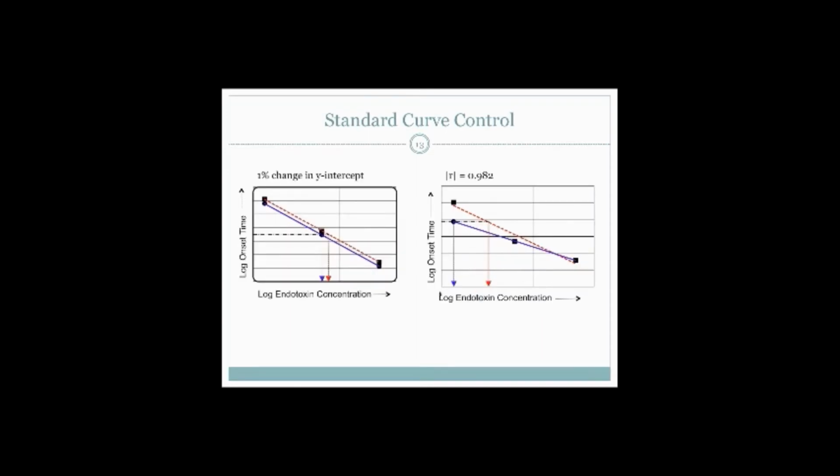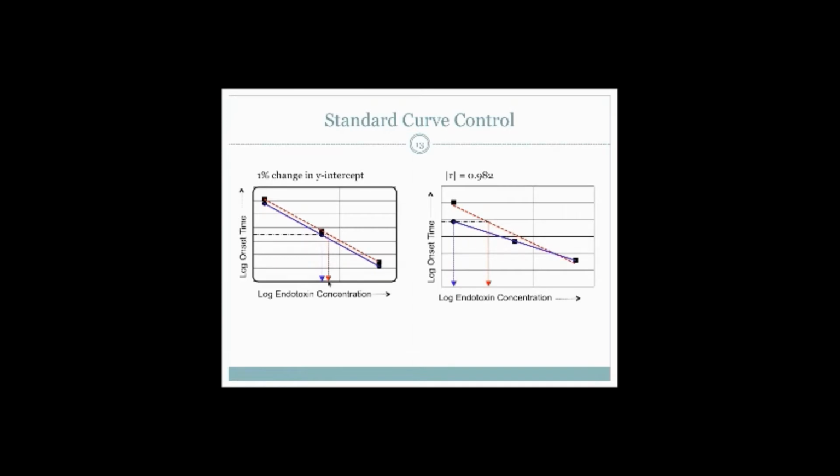So what happens here if I change the y-intercept? Here's my perfect standard curve in blue, and what I did is I made a perfectly linear standard curve, the red one, and I increased the y-intercept by 1%. Again, you can see that my onset time against my blue standard curve, the perfect one, this blue arrow tells me I have 1 endotoxin concentration. The same onset time against the red standard curve tells me I have an increased concentration.